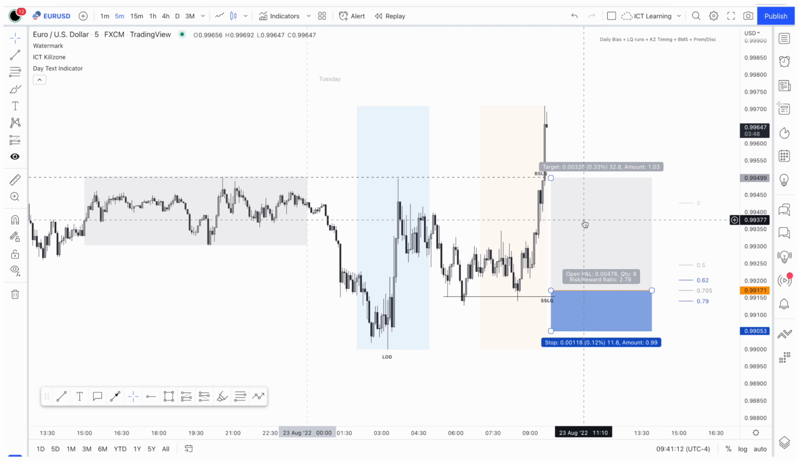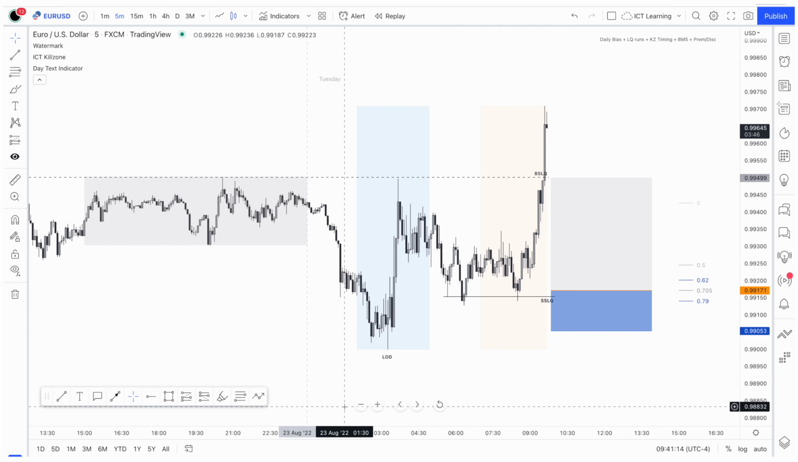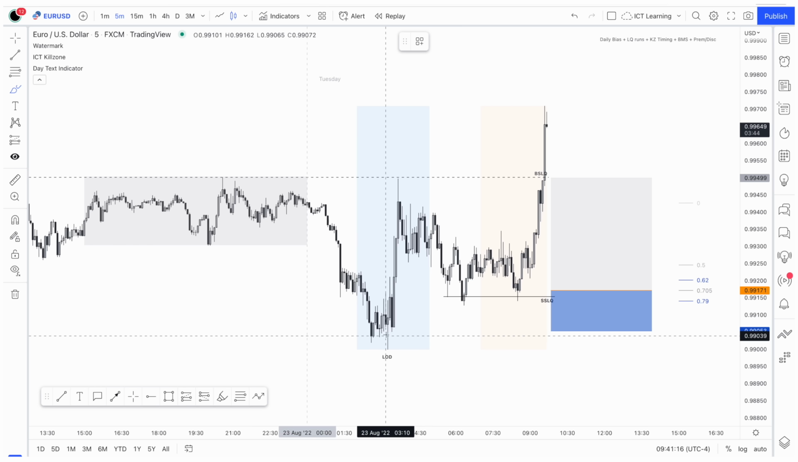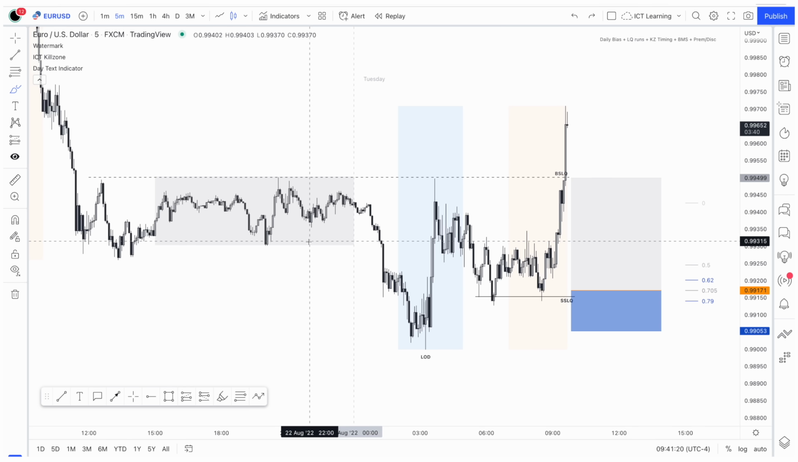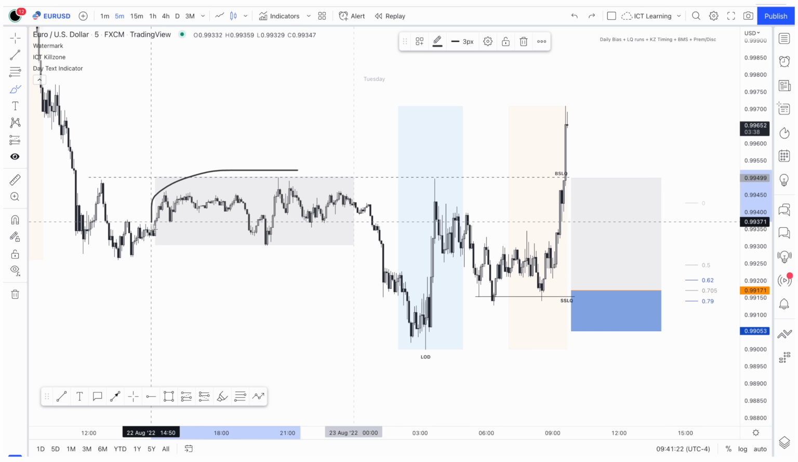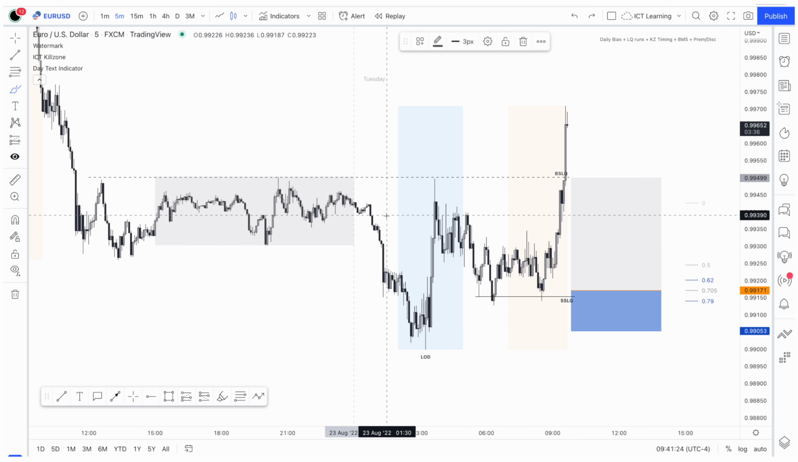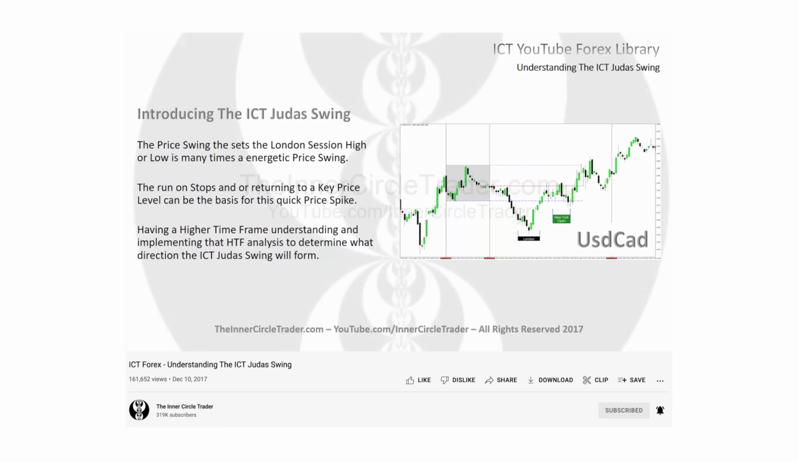Pretty much hit our target. We had our stop below this low. So again, guys, we had our Asian range high and low, push to the downside, i.e. manipulation, Judas swing. Many times it can be a run on stops, or it could be returning to a key price level.